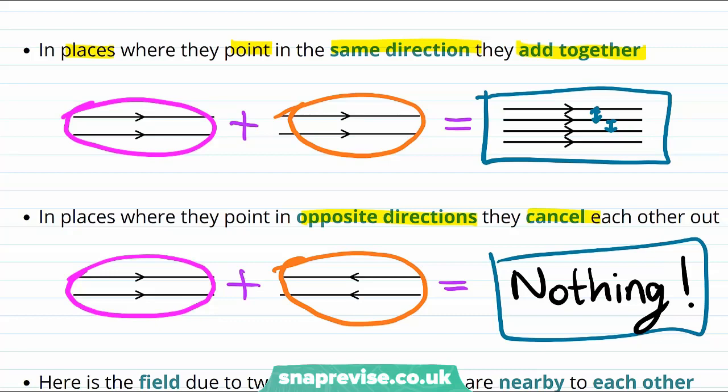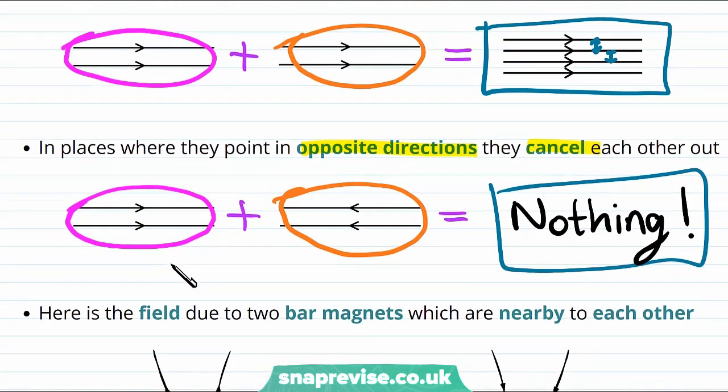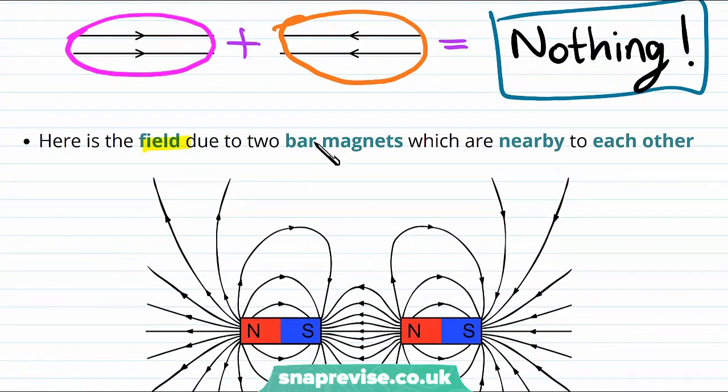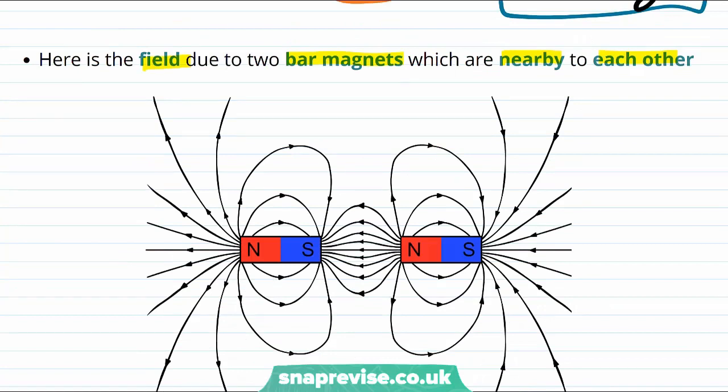Now we won't try to understand the next part in too much detail, but for interest, let's take a look at the field due to two bar magnets which are nearby each other. Let's just remember what the field lines looked like for each magnet when it was on its own. For example, the magnet on the left hand side had field lines that were coming out of the north pole and then going into the south pole. And for the bar magnet on the right, we would again have field lines coming out of the north pole and into the south pole.